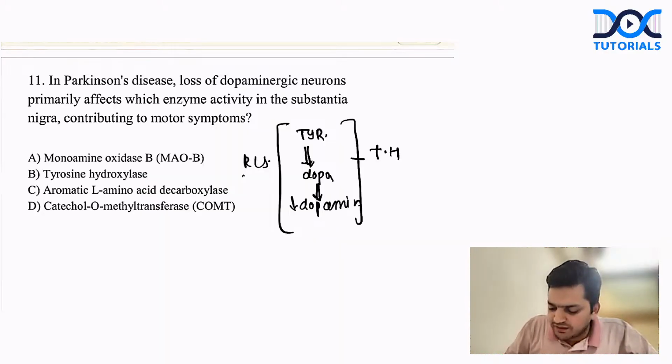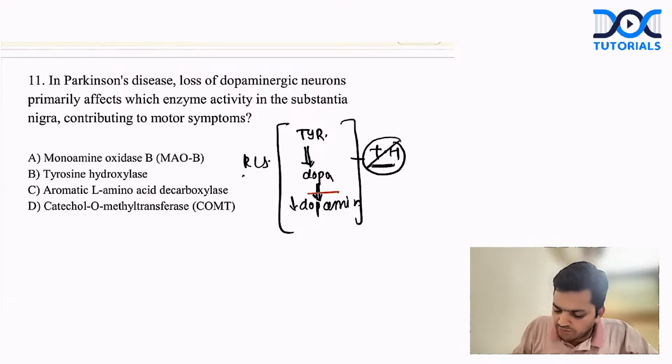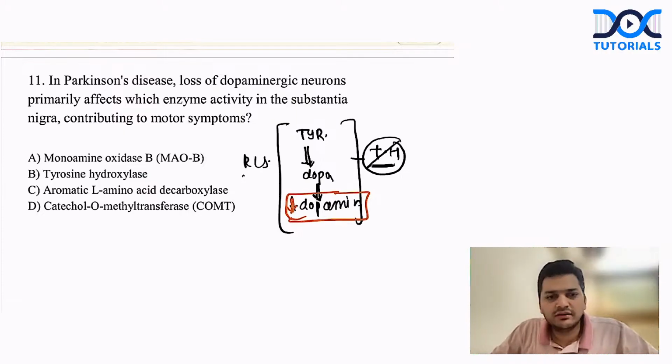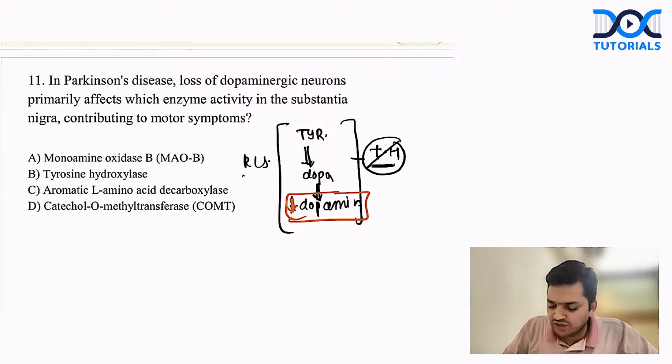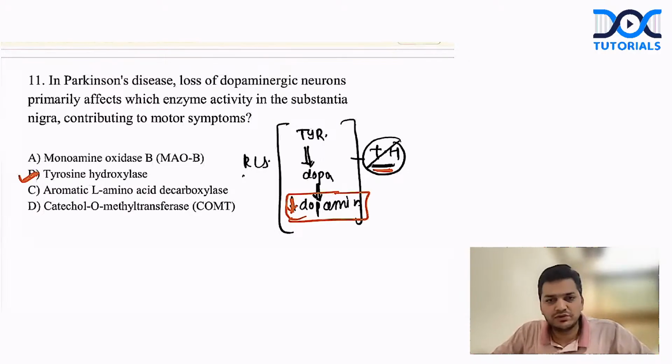So in a Parkinson's patient, if this tyrosine hydroxylase does not work, then the dopamine will not be made. There is going to be a decrease in the dopamine. And this is what actually happens in Parkinson's patients, right? In Parkinson's, there is loss of dopaminergic neurons in the substantia nigra because the tyrosine hydroxylase enzyme is not working. So we can't make the dopamine, and dopamine deficiency is what leads to the motor symptoms of Parkinson's.